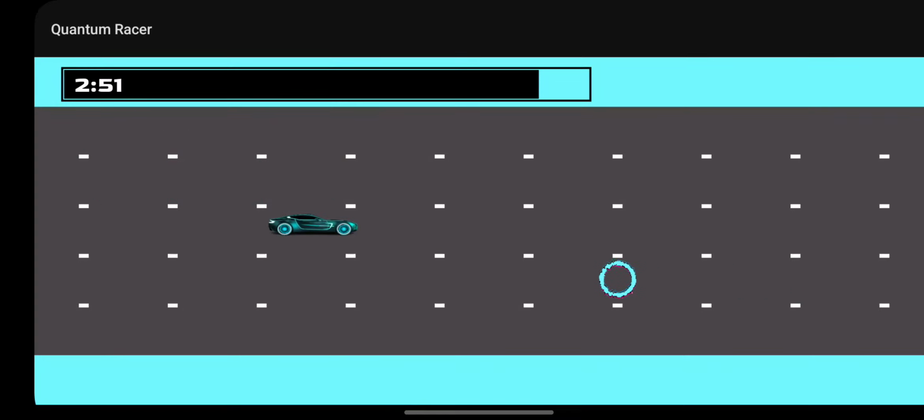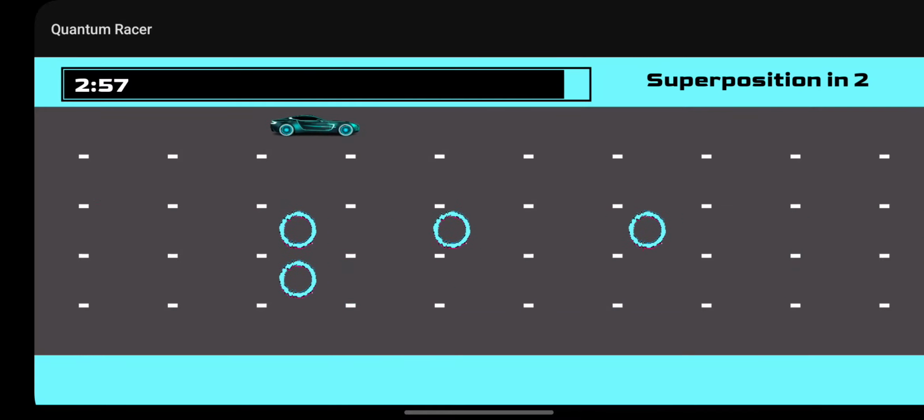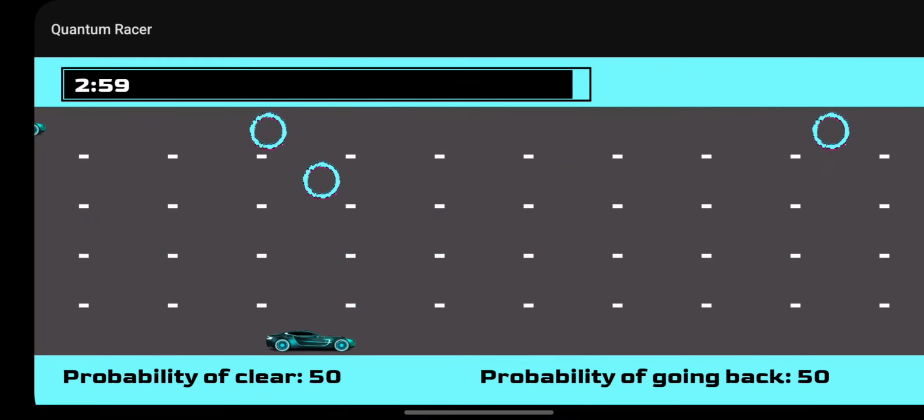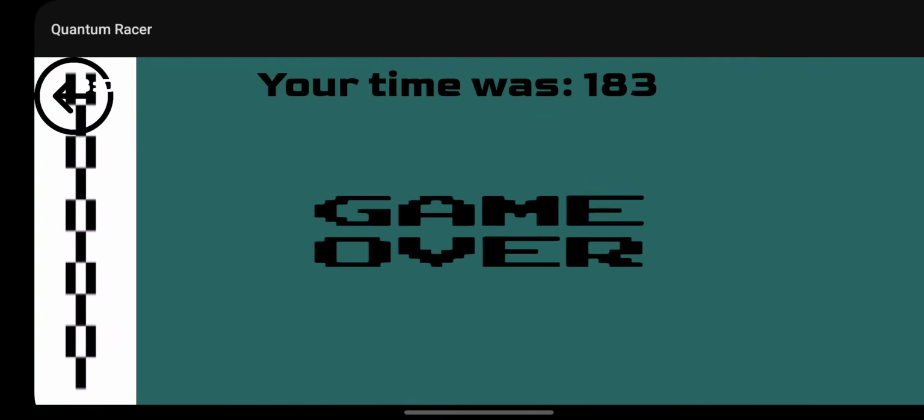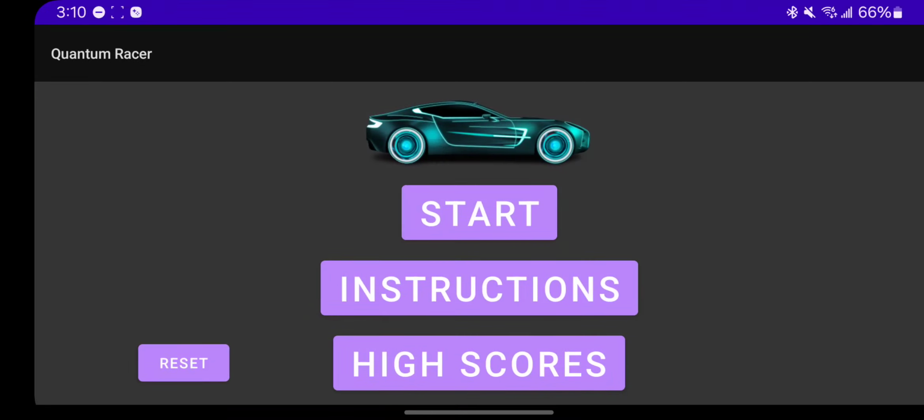Okay, I'm avoiding these obstacles. Almost at the end of the race. Oh, okay, this might not be good. I just got sent into a superposition. Oh, we reached the end. Good. Alright, time was 183, which is around 3 minutes and 3 seconds.